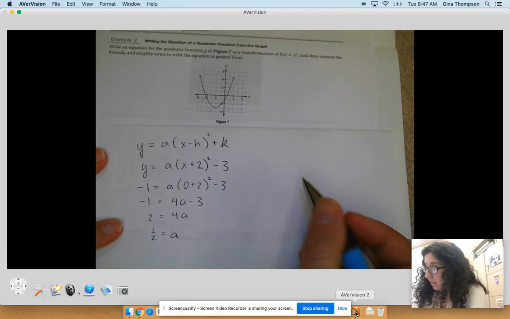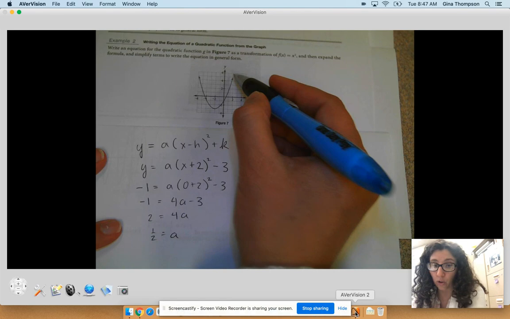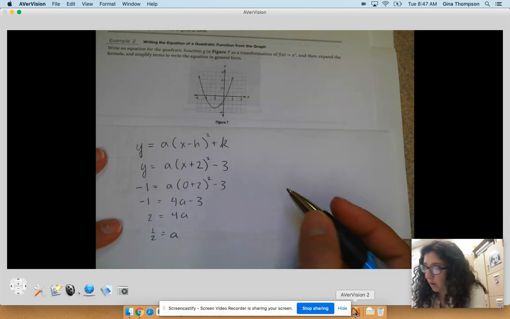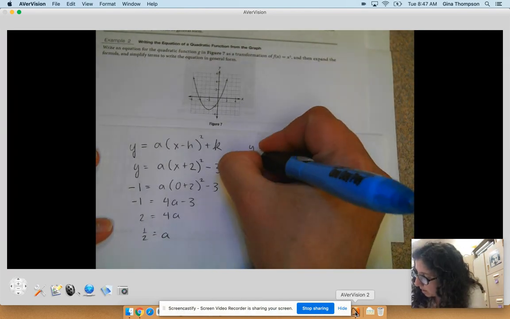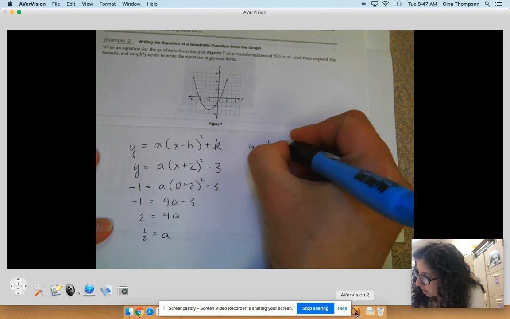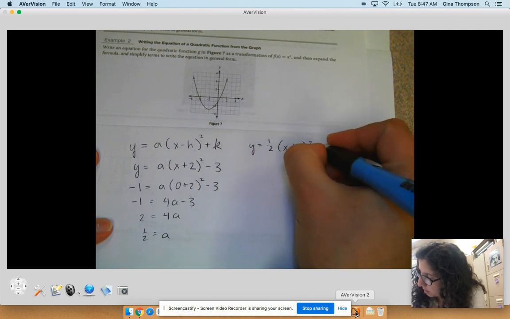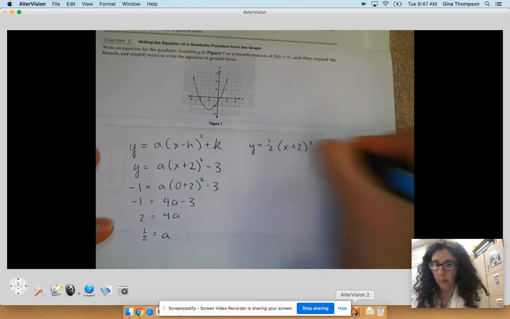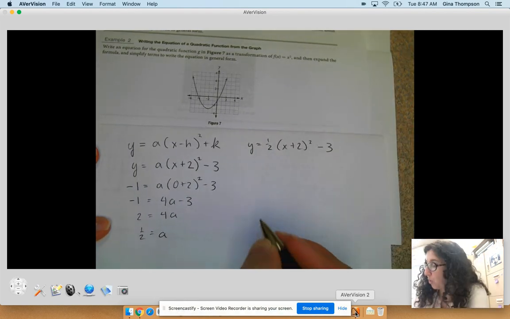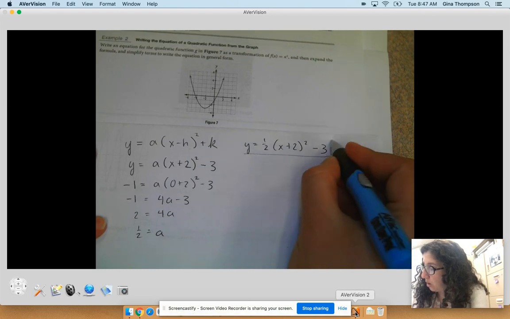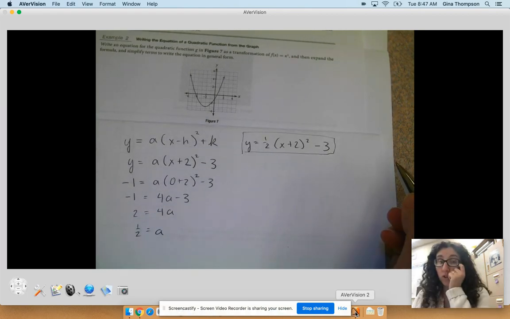And just as we expect, a is positive, right? Because the parabola still opens up. There haven't been any reflections. So we could write this as y equals 1/2 (x plus 2) squared minus 3. Okay, so that is the standard form of this parabola, the equation of this parabola.